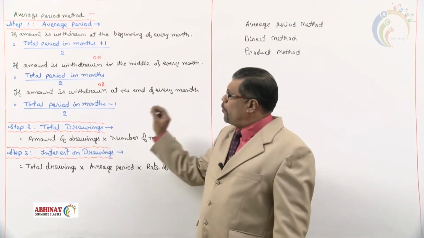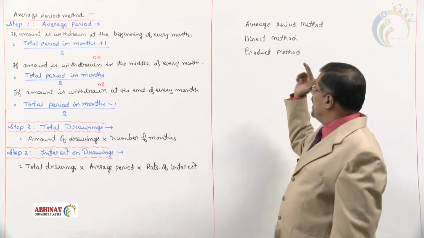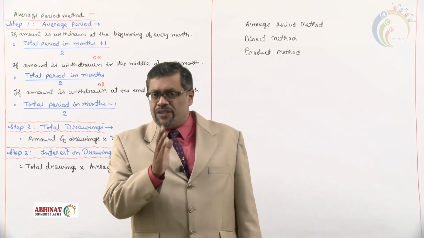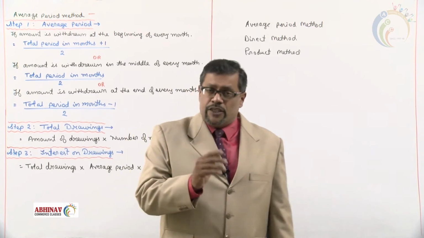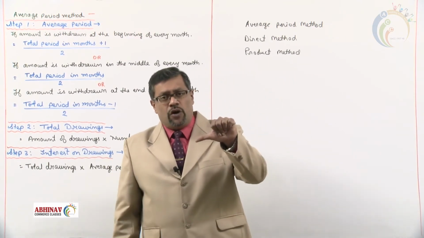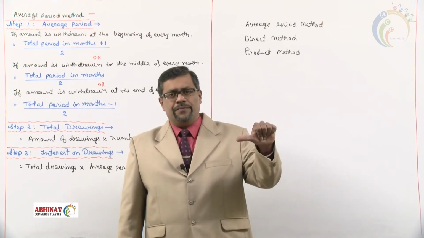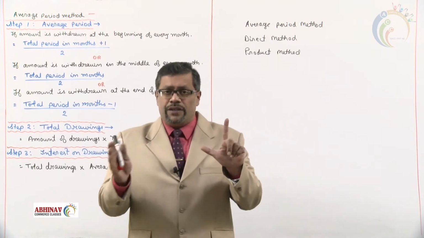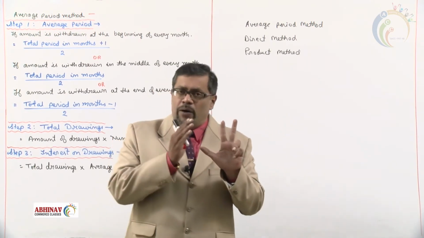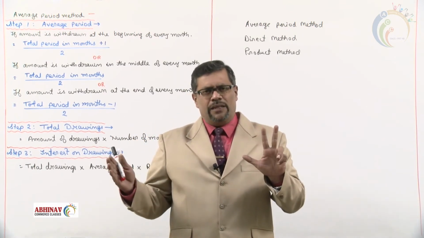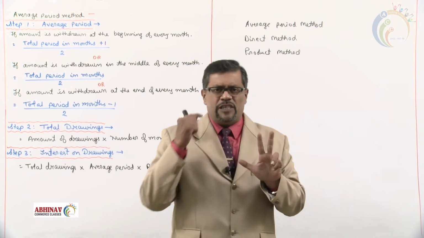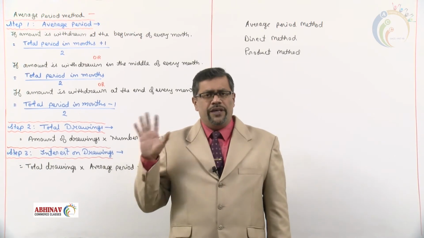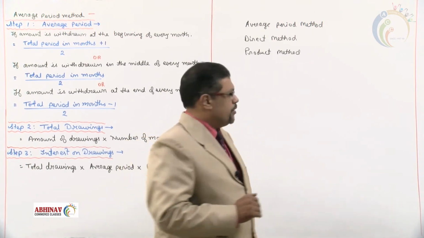So first let us see the problems on this average period method, then we'll move on with the direct and product methods. But even when we do these problems, we classify them into three different situations: when the amount is withdrawn equally every month, when the amount is withdrawn quarterly, meaning at the end of every 3 months, and when the amount is withdrawn at irregular intervals. The first situation is when the amounts are equally withdrawn throughout the year. Let us see how to solve the problems on this.